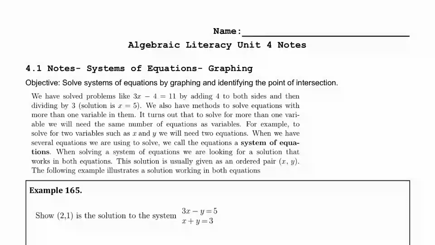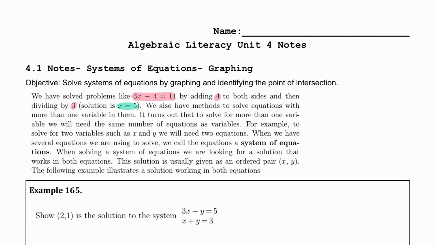A lot of equations that we see only have one variable or only have one letter, like this example right here, 3x minus 4 equals 11. And we know that we solve that by adding 4 to both sides, and then we divide by 3. So we get a solution that's something like this, x equals 5 in this example.